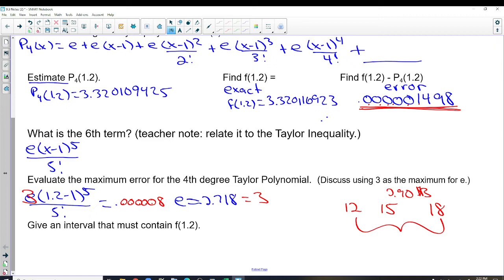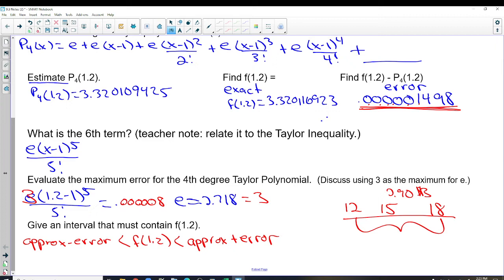Give an interval that must contain f of 1.2. So we do the approximation minus the error is less than the exact answer is less than the approximation plus the error. And that's exactly what I did in our little example. I guessed 15. You told me I was $2.90 off, so I'll make it 3. I subtracted the error and added the error and said, you have $12 to $18 on you. I can pretty much guarantee that.